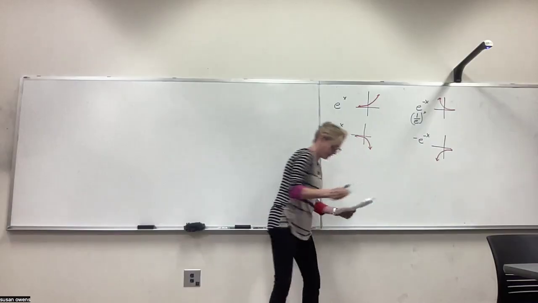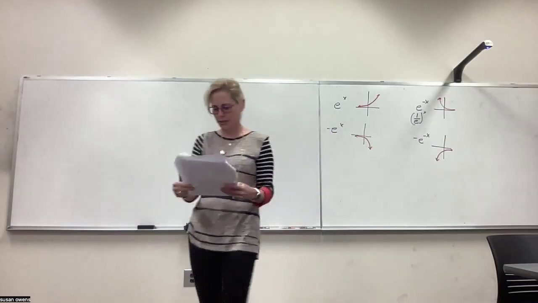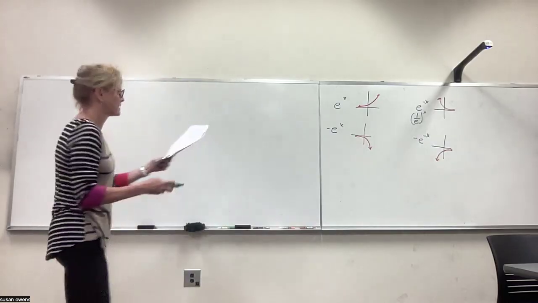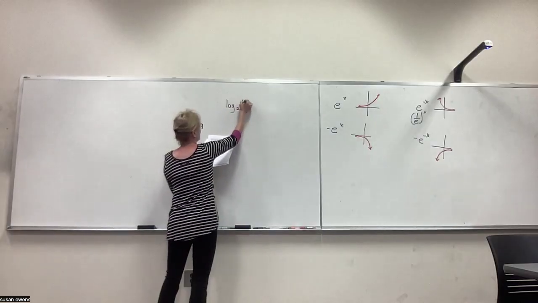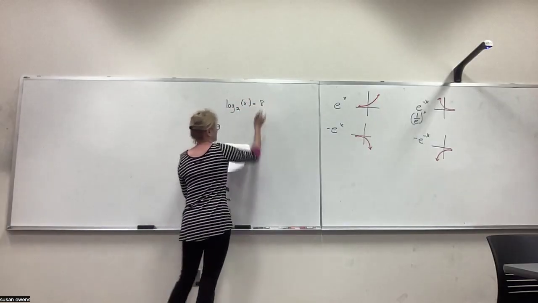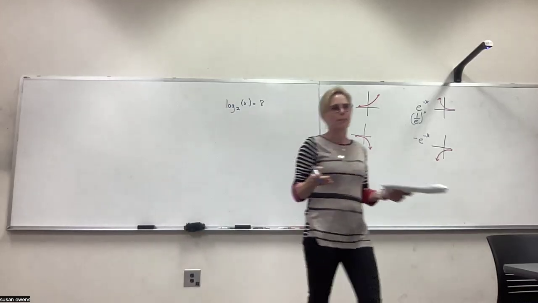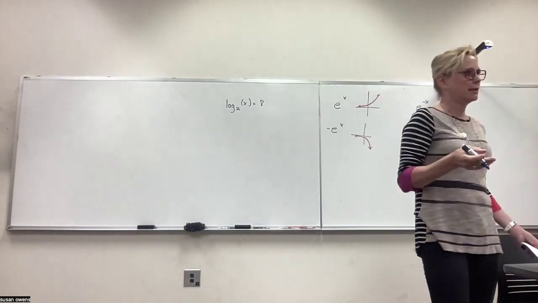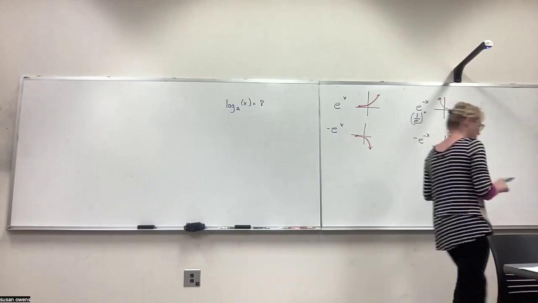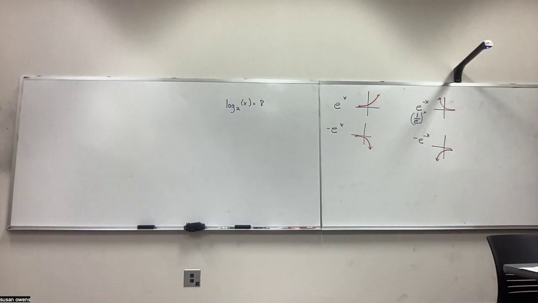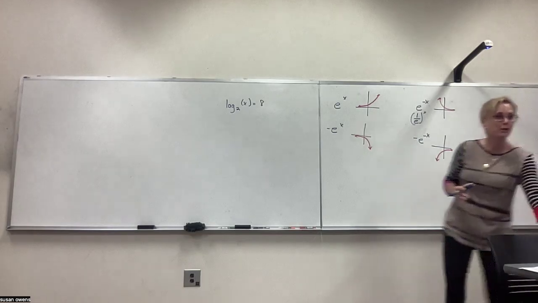Number 4, solve the following equations. Give your answers in exact form or round to 3 decimal places. All right, so log base 2 of x is equal to 8. When I look at this, my variable is not my exponent, right? So I don't even have an exponent, so I'd like to get rid of the log. How do we get rid of a log base 2? Yes, you can change it to exponential form.